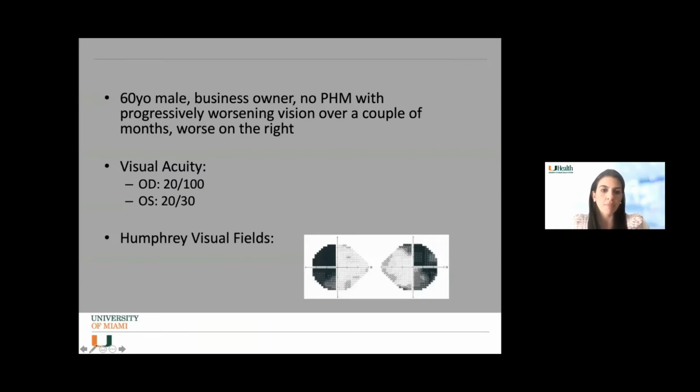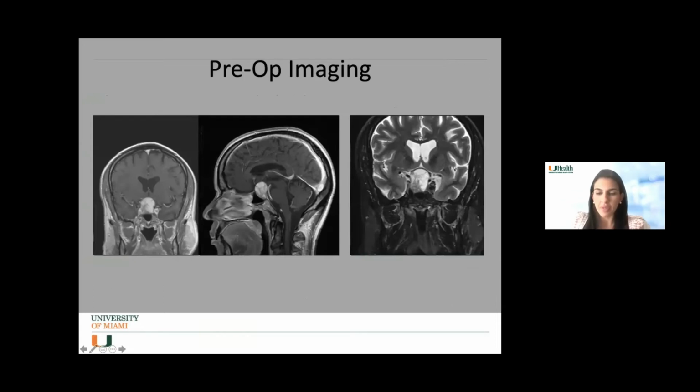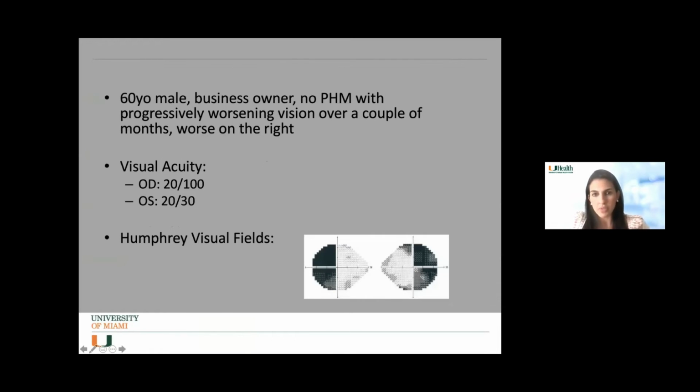But went in and saw an ophthalmologist. Noticed that the visual acuity on the right was 20/100, which is deteriorating, and on the left was 20/30. Got Humphrey visual fields and showed a bitemporal hemianopsia. Since it's July, we'll go over sort of like the end of the workup a little bit so that some of the younger folk can get caught up to speed on this.